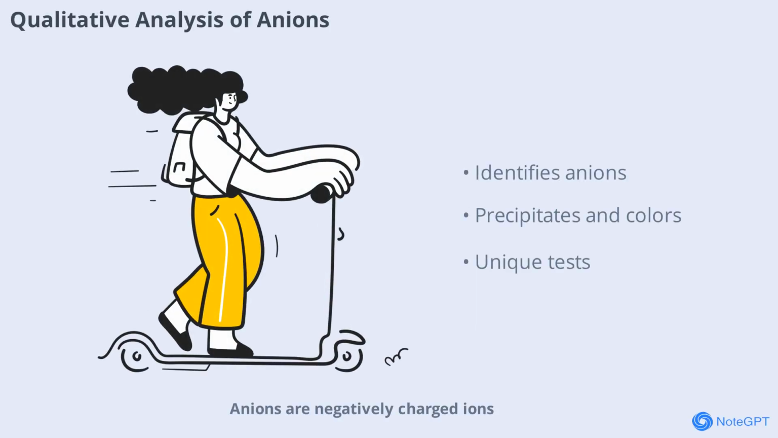Anions are negatively charged ions, and their identification is just as important as cations. Common anions include chloride, sulfate, nitrate, and carbonate. Each has unique confirmatory tests, often involving the formation of precipitates or color changes. Mastering these tests allows you to analyze complex mixtures and identify the presence of specific anions with confidence.